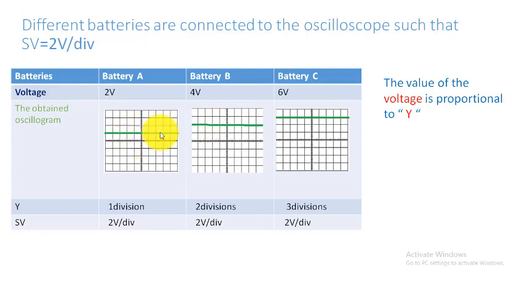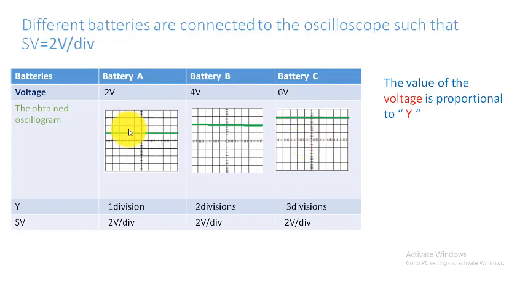As you see, all these oscillograms are about a horizontal luminous line. But we have a difference here. As you see, this luminous line is shifted above the x-axis by 1 division, while the second line is shifted by 2 divisions upwards, while the third line is shifted by 3 divisions upwards.